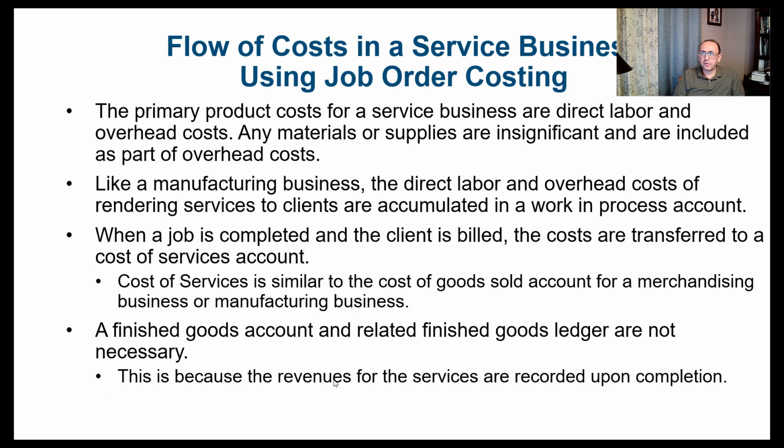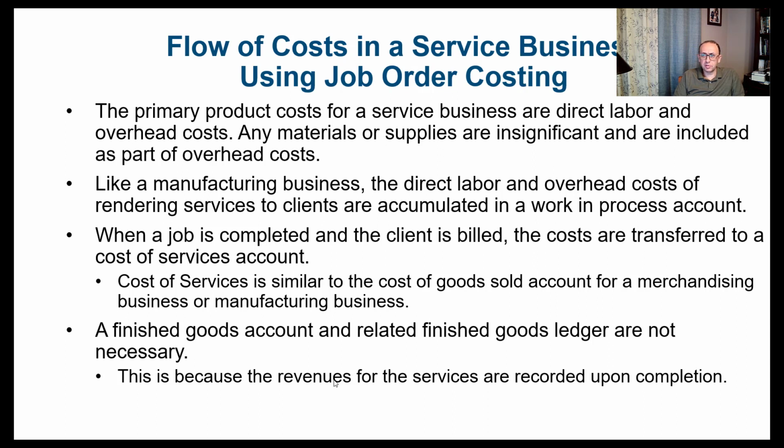So let's see the flow of cost in a service business using job order costing. The primary product costs for a service business are direct labor and overhead costs, as I mentioned. Any materials or supplies are insignificant and are included as part of overhead costs. Remember, in a service business, we're not manufacturing anything, so everything is just labor and overhead. The material and supplies would be part of the overhead.